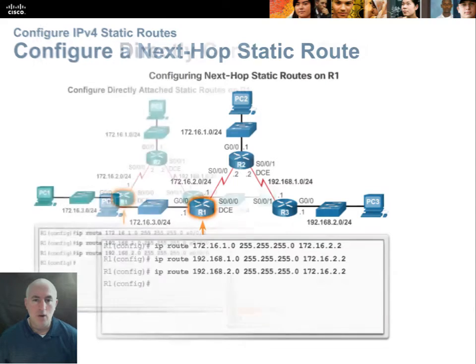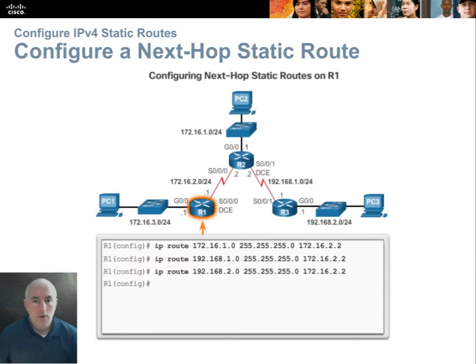Notice here on router one, we are providing three routes to our three destinations, because PC2 is a destination we need to reach, PC3 is a destination we need to reach, and the serial link between router 2 and router 3 is also a destination we need to reach. So we need three static routes. Those are our three remote networks.